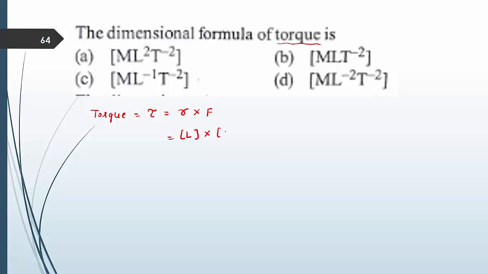Force dimensional formula is MLT^-2. So the dimensional formula for torque will be ML^2T^-2. This is the dimensional formula for torque and the right option is A.